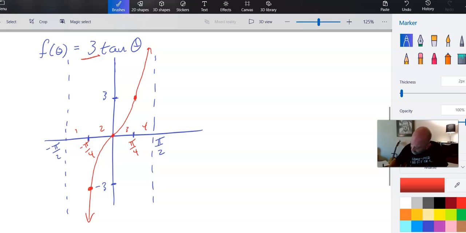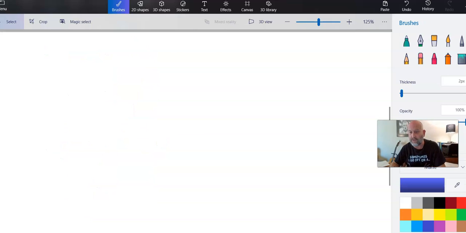Okay, so let's look at one more here. As a matter of fact, let's go ahead and clear this entire thing off. This time, we're going to look at what happens when you have a period change or a phase shift and things like that. So, let's see here. Oh yeah, I have to turn the pen back on.